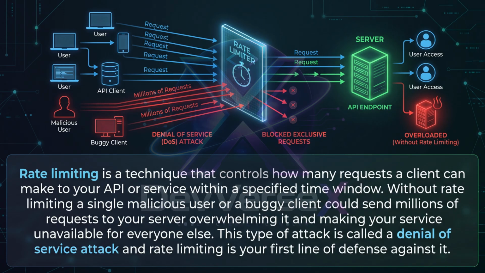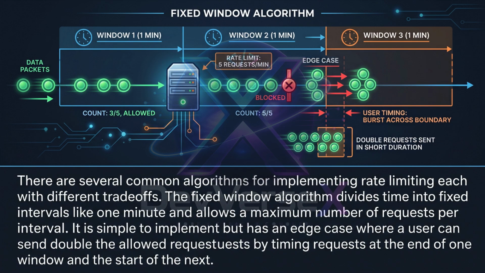This type of attack is called a denial of service attack, and rate limiting is your first line of defense against it. There are several common algorithms for implementing rate limiting, each with different trade-offs. The fixed window algorithm divides time into fixed intervals like 1 minute and allows a maximum number of requests per interval. It is simple to implement, but has an edge case where a user can send double the allowed requests by timing requests at the end of one window and the start of the next.